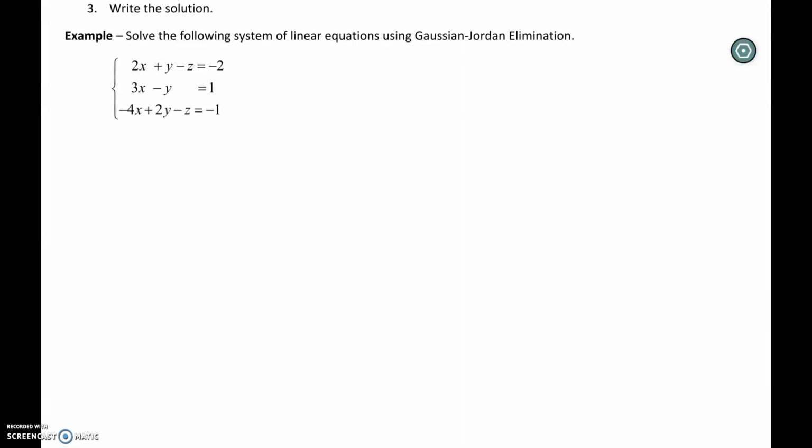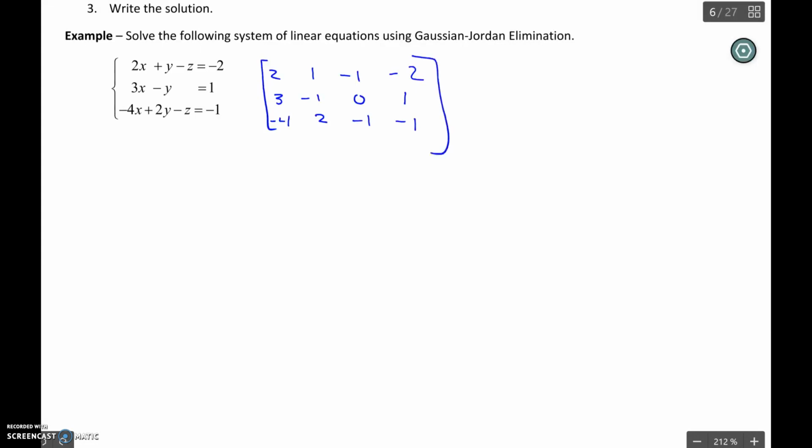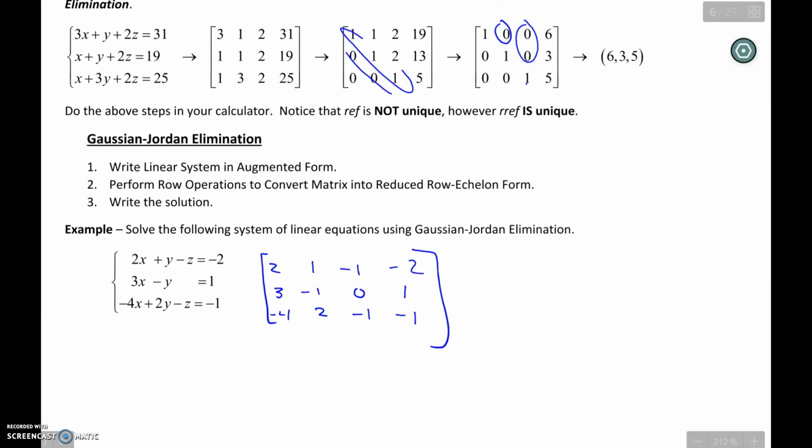So let's do that. 2, 1, -1, -2. 3, -1, 0, 1. -4, 2, -1, -1. All right, so I first do these zeros. Those are first. Then these zeros are second. And then these zeros are third. So first, second, third. And then these ones are last.